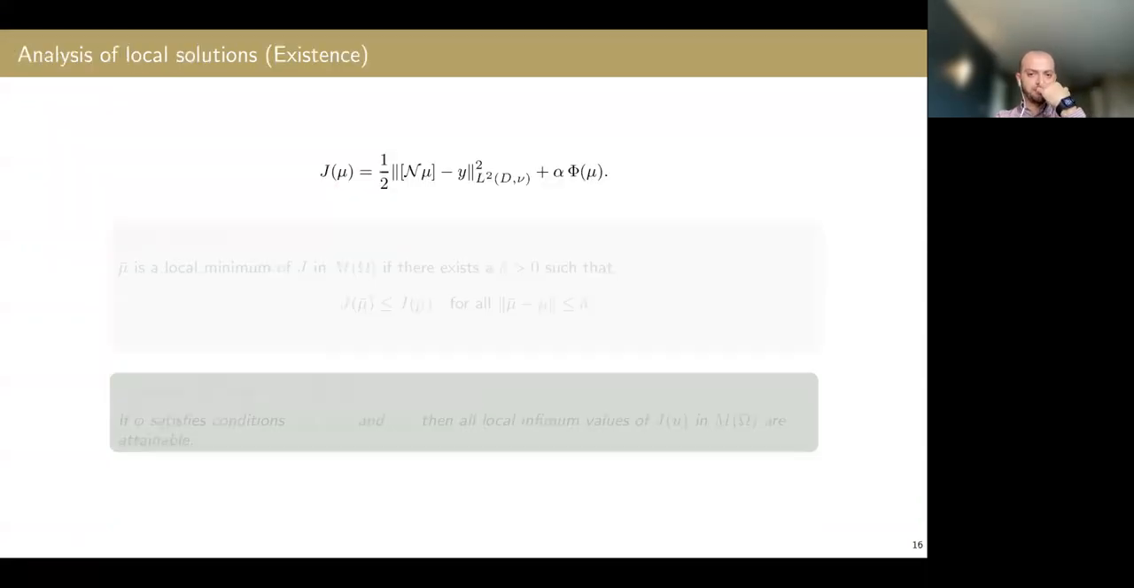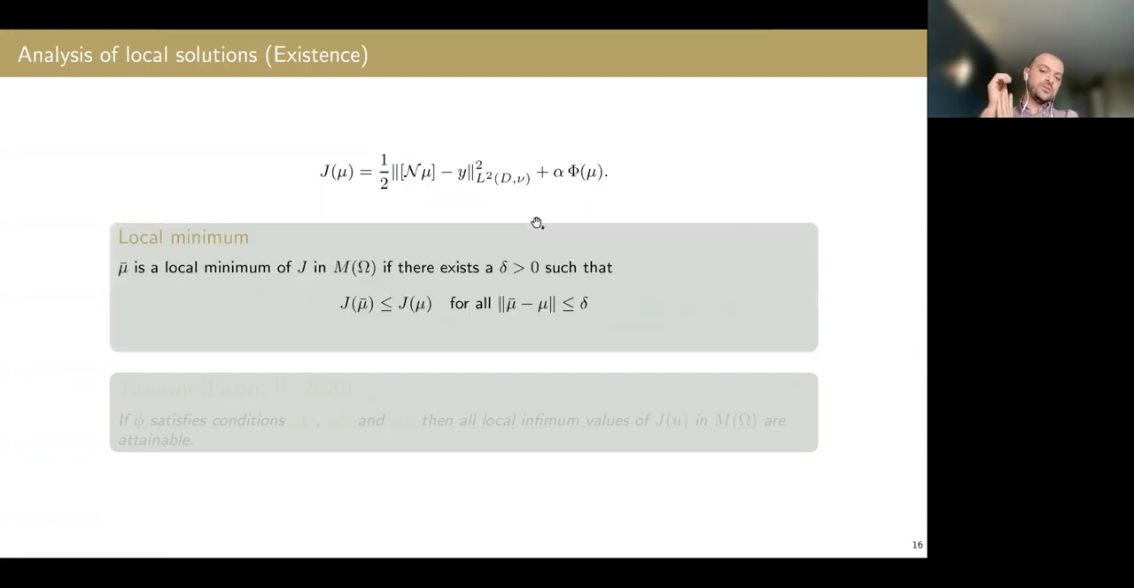This is the setting. And so our target functional that we're trying to minimize is going to have this formula, right? This is the function we want to minimize: 1 over 2, the network with measure mu minus y, the data, in L2 norm squared, plus alpha times phi of mu.